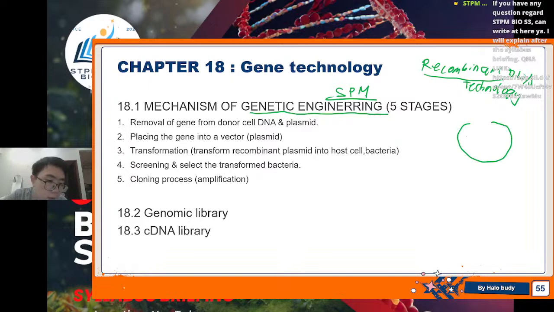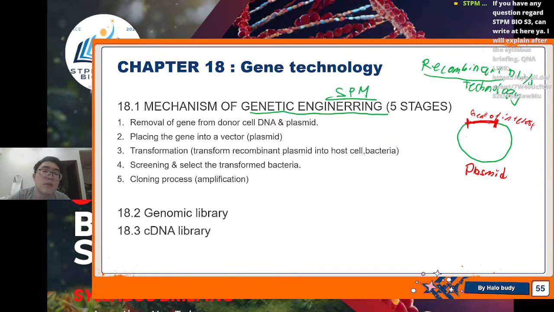Here, the DNA has one region of DNA from another species, a totally different type of DNA from the original one. This is what we call the gene of interest. And then this structure is the plasmid.